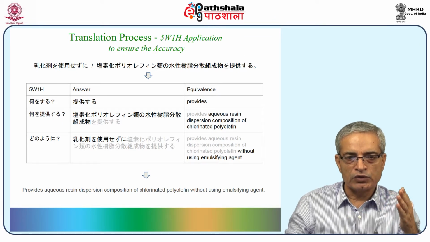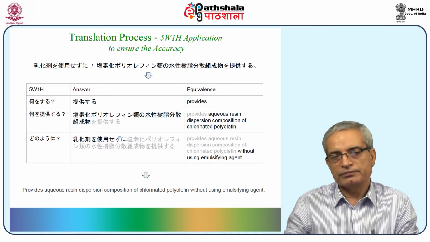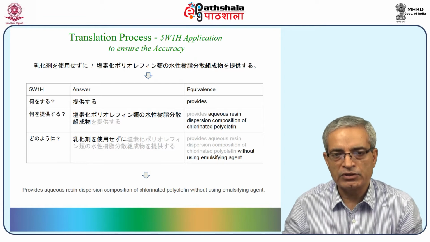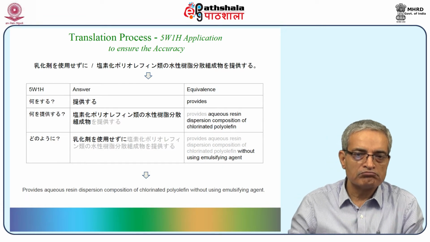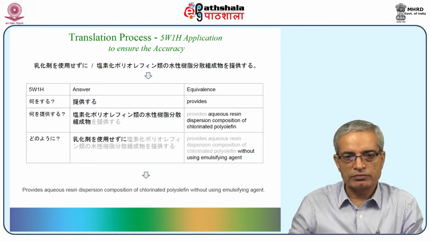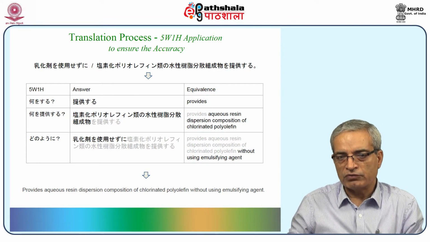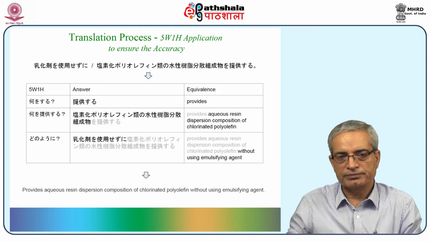Okay, I have Anu with me for this module, so let's see the questions. Okay, teikyo suru. Enso ka pori orifin rui no suise jushi bunsan so se butsu. Nukazai o shio sezuni. This seems to be quite simple. So provides aqueous resin dispersion composition of chlorinated polyolefin without using emulsifying agent.